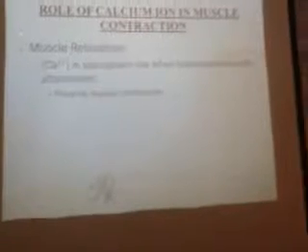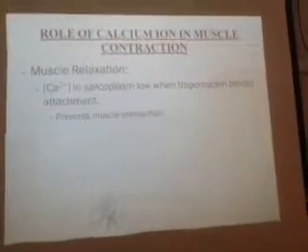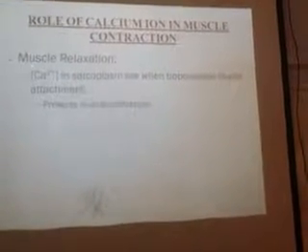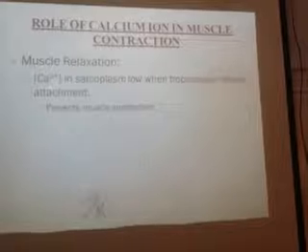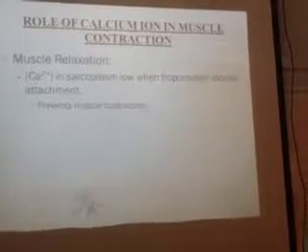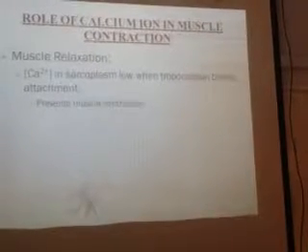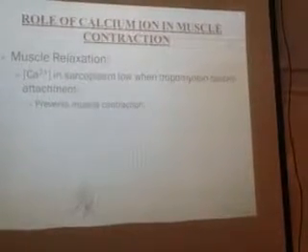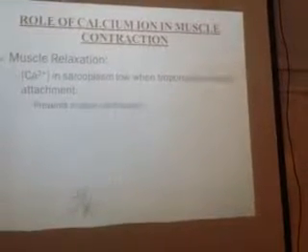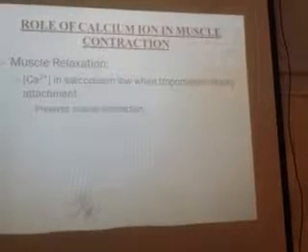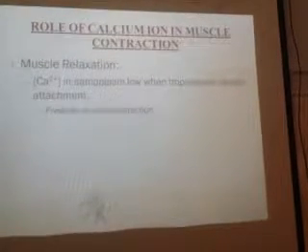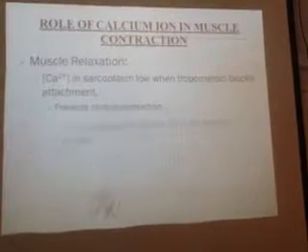Yes, in muscle relaxation, the role of calcium in contraction I will discuss later. In relaxation, what is the role? When muscle is relaxed, calcium in the sarcoplasm is low when tropomyosin blocks attachment. Because if the concentration of calcium is more, the muscle goes for contraction. But here we want the muscle to be relaxed and to prevent muscle contraction. Low calcium means preventing the muscle contraction.